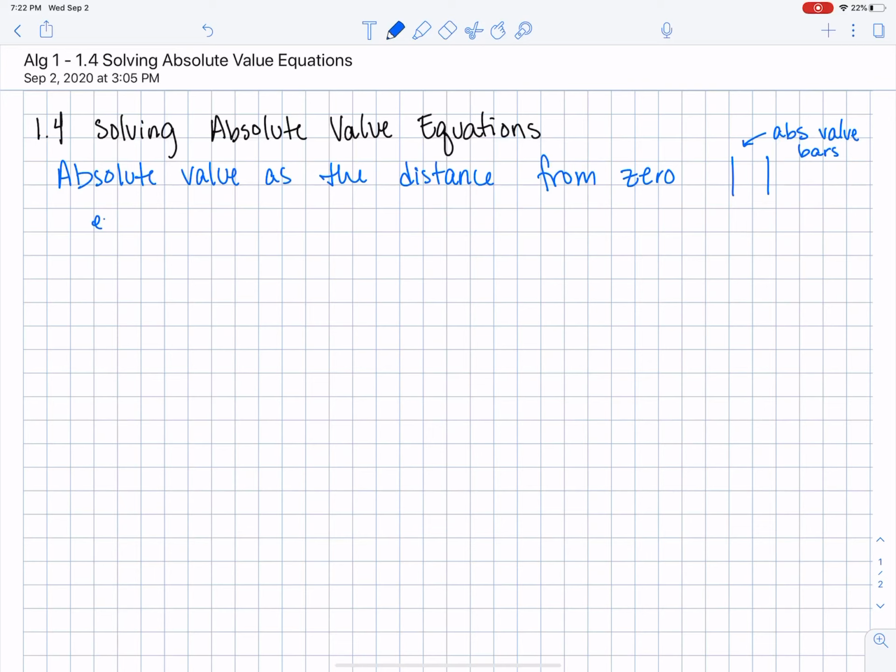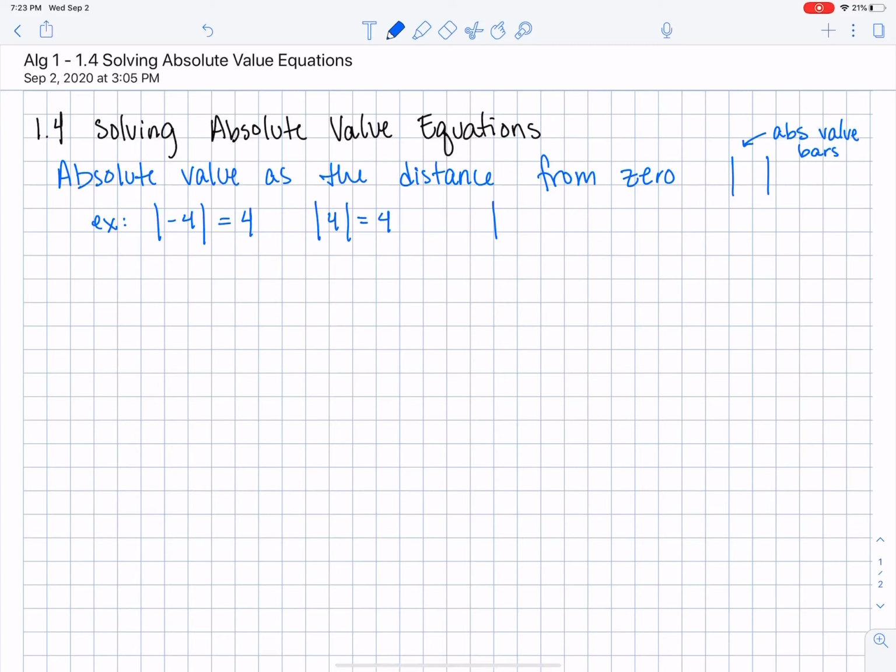So for example, if we're taking a trip back to middle school, you might have seen something like this. The absolute value of -4 is 4, because the distance from 0 to -4 is 4. But the absolute value of 4 is also 4, because the distance from 0 to 4 is 4.